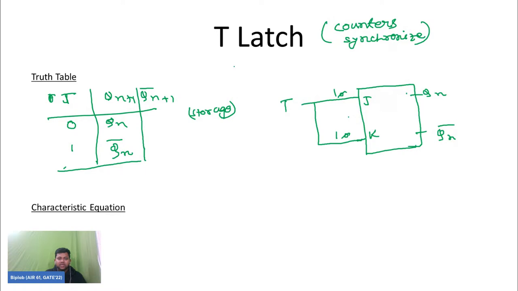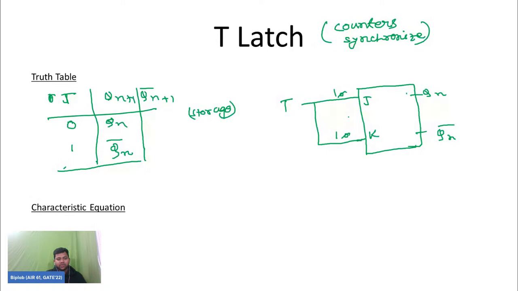JK latch is also used for making asynchronous counters. Okay, but the T latch can also be used as an asynchronous counter. There is nothing against that. But especially the T latch is used for synchronized counters.